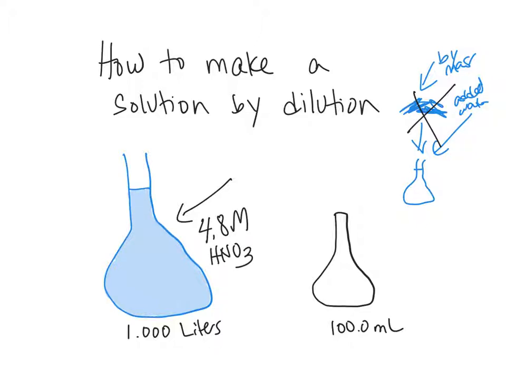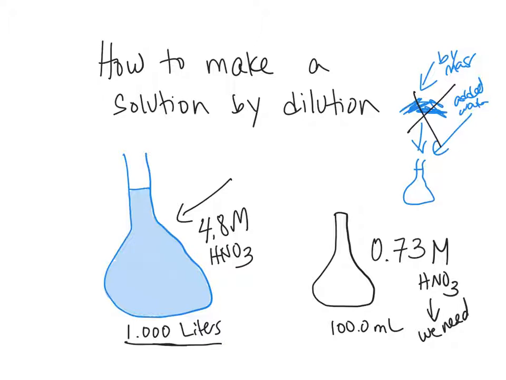But let's say we need to make a solution. We can't use 4.8 molar in our experiment because it's just too strong, too concentrated. We need to have a solution that is 0.73 molar of nitric acid. That's the concentration we need for the experiment. And we don't need 1 liter of it. All we need is a small amount. We only need 100 milliliters.